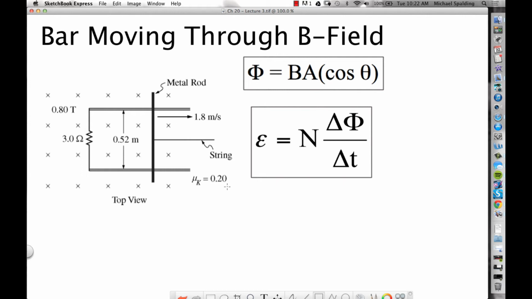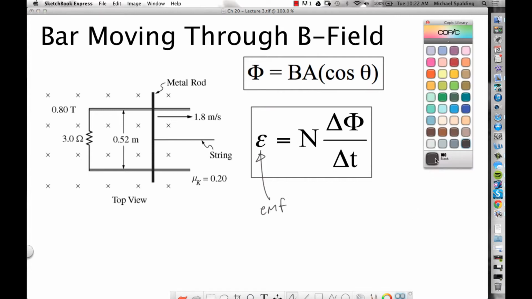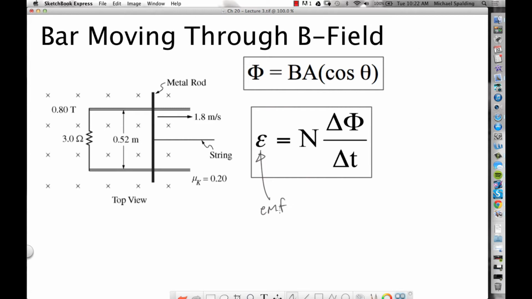All right, so this situation, the textbook refers to this as motional EMF. EMF is this symbol, this cursive E. Why is my pen not dark? Looks gray. Okay, EMF. EMF is another name for what? Voltage. It's the same thing as delta V, okay?